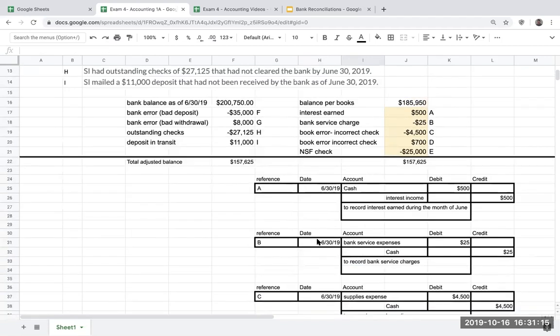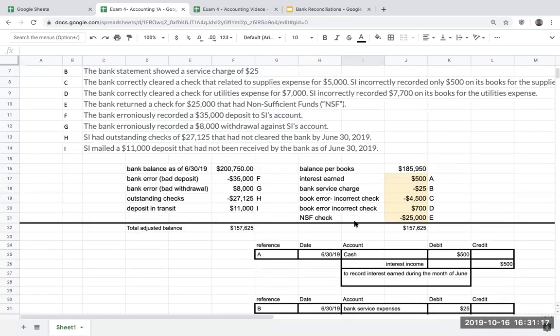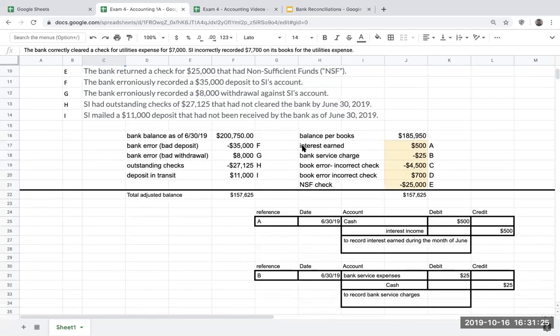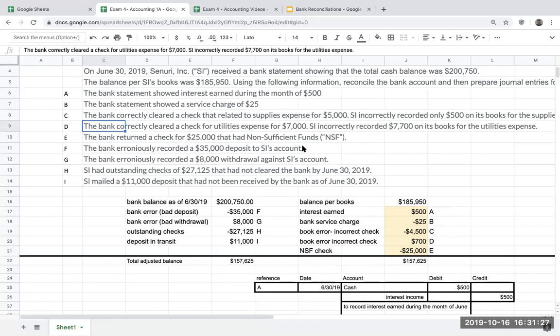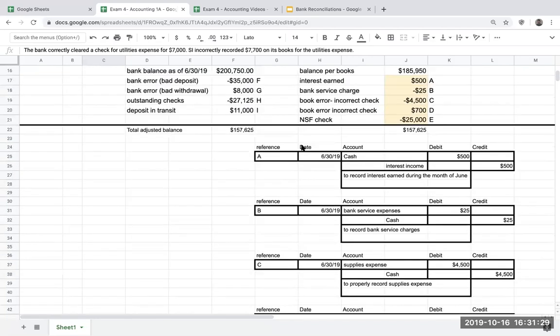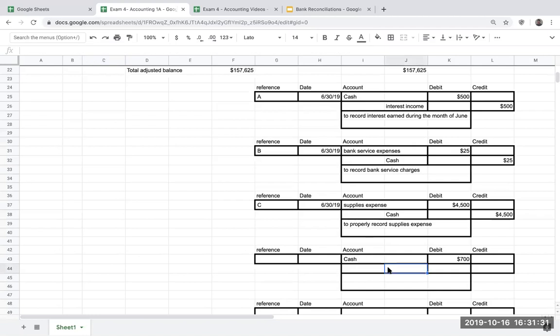My next one here is letter D, which is the bank correctly cleared a check for utilities expense for $7,000. However, I incorrectly recorded $7,700 on my books for utilities expense. So what do I want to do here? What account do I want to credit? Utilities expense. It's over here.